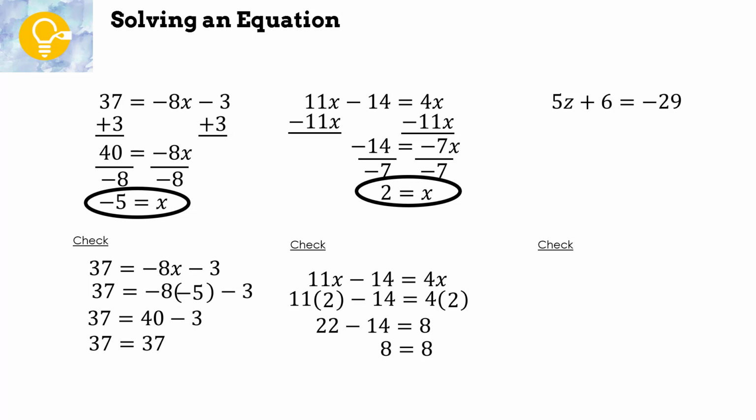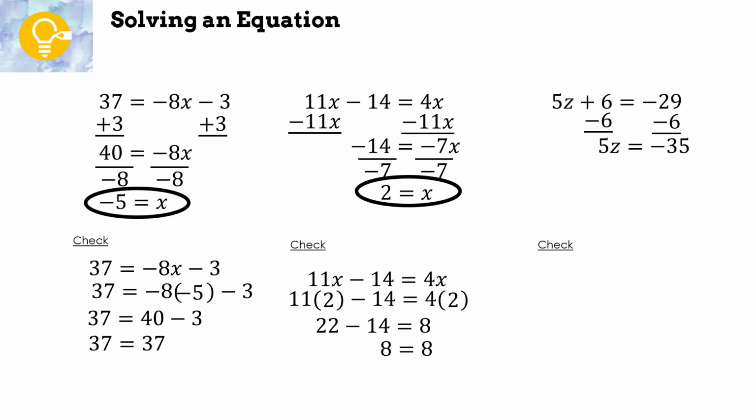5z plus 6 equals negative 29. On the left side, 5z plus 6, they're not like terms, so I can't do anything. On the right side of the equal sign, we have negative 29, there's nothing to do. I need to get 5z by itself. The opposite of plus 6, or adding 6, is subtracting 6, or negative 6. So that's what we're going to do to both sides of the equal sign. This gives us 5z equals negative 35.